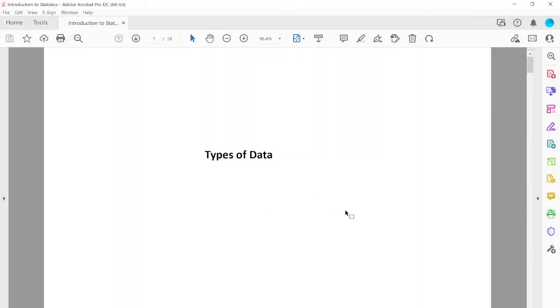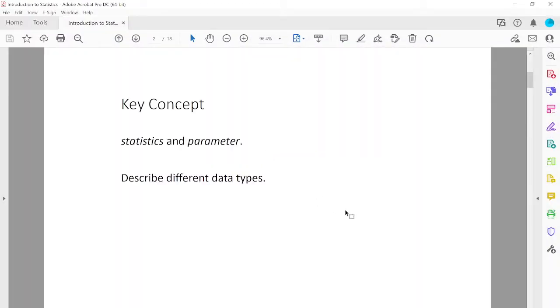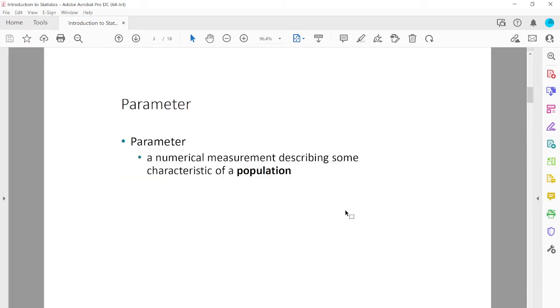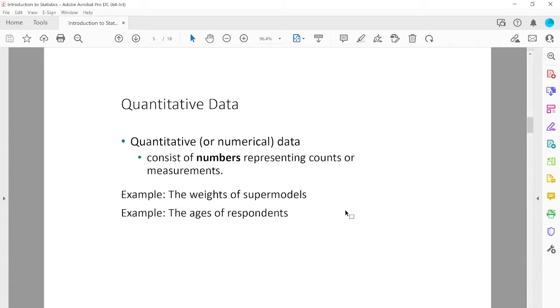Okay, so in this section, we're going to talk about different types of data. The key ideas we're going to discuss are statistics versus parameter and different types of data. Whenever we do a numerical measurement which describes some characteristic of a population, if it's about the population, that's called a parameter, and if it's about a sample, that's called a statistic. So statistics is about a sample, and there are two different types of data.